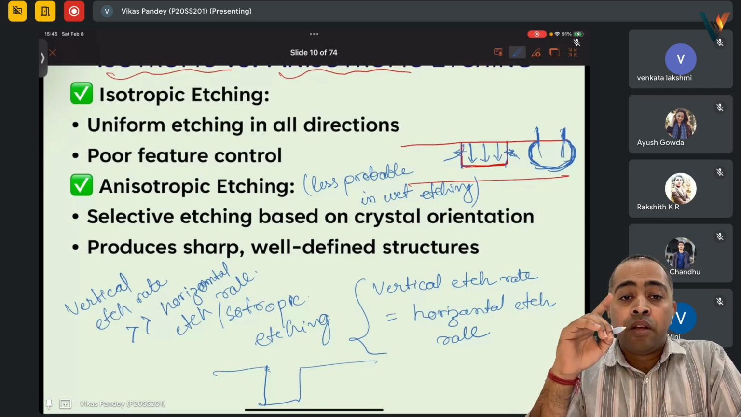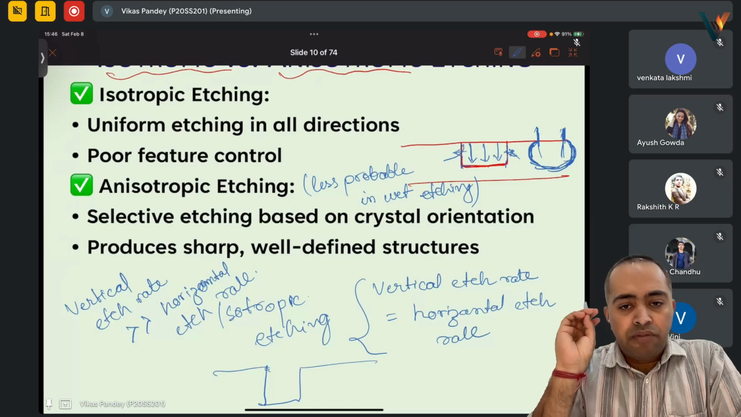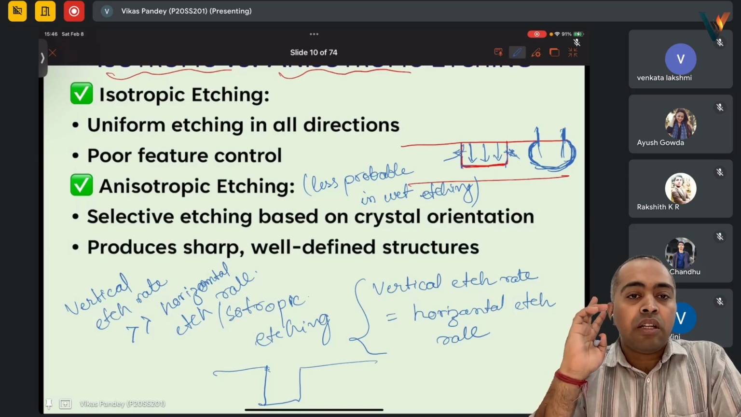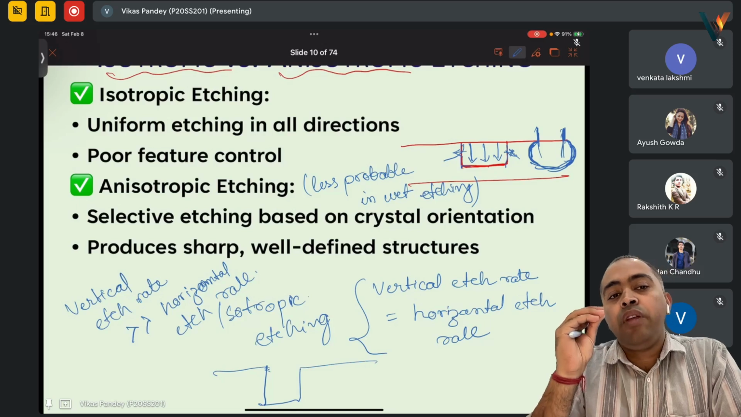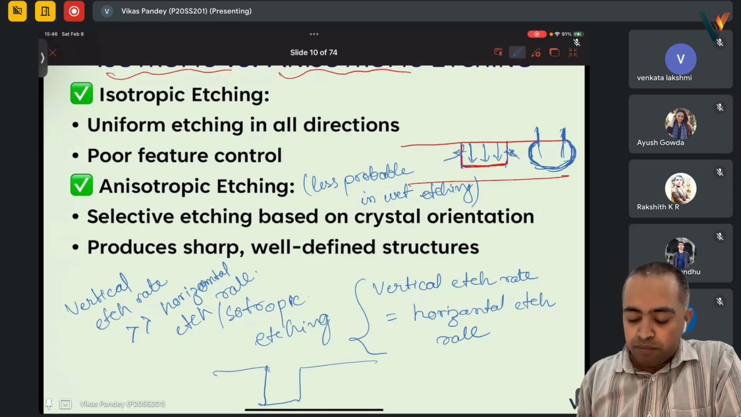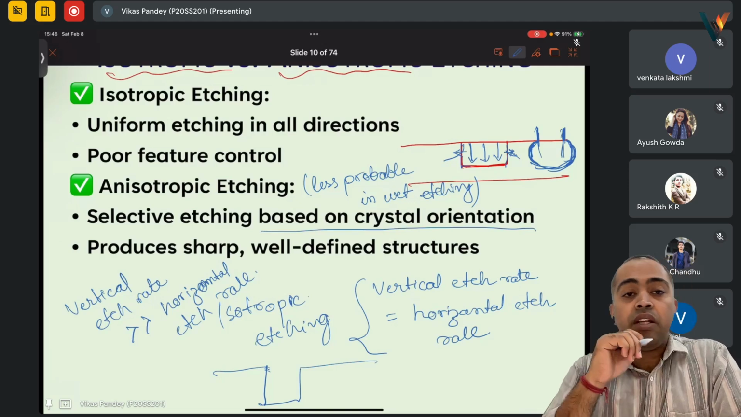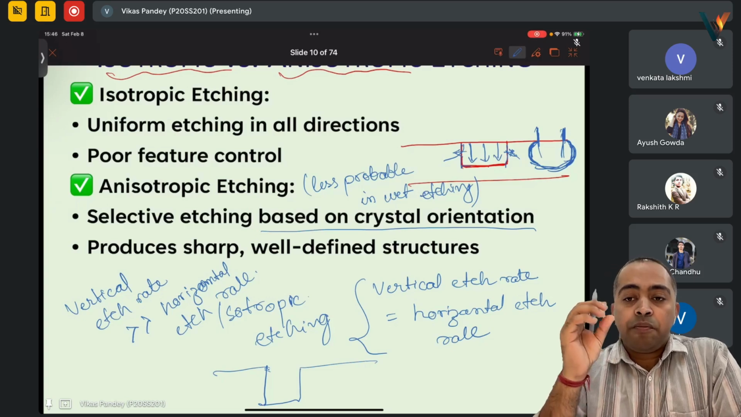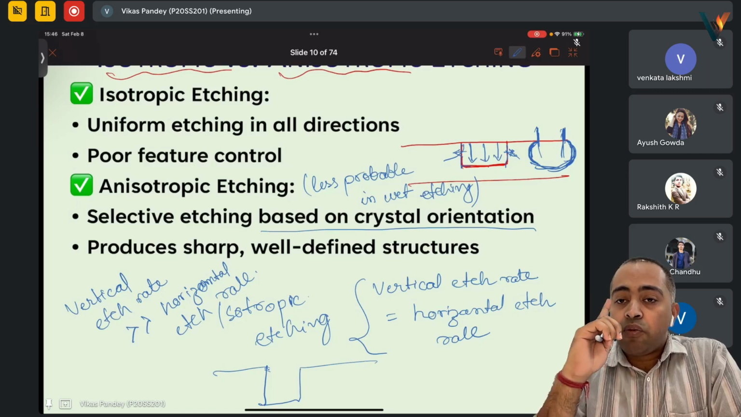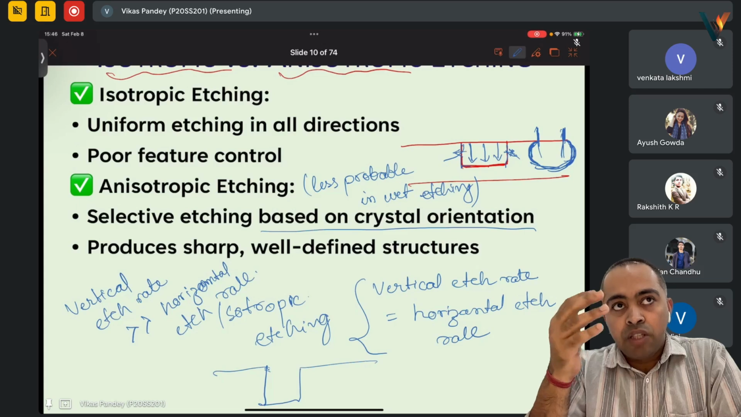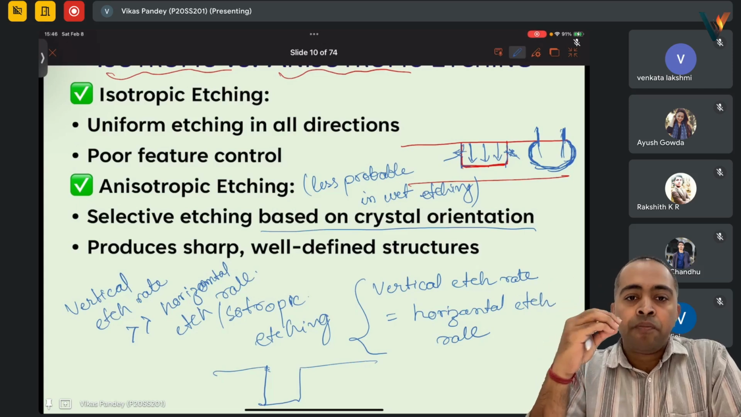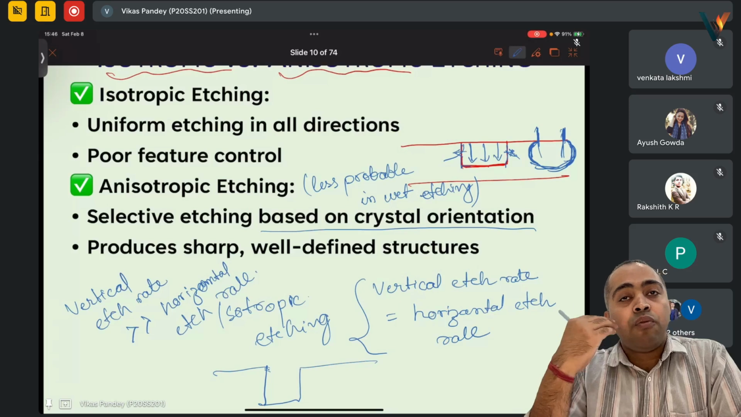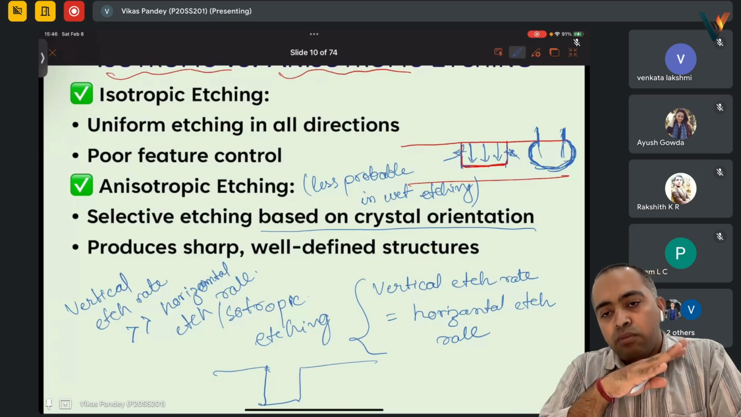It produces sharp, well-defined structures. But in wet etching also there are some ways we achieve anisotropy. One is based on crystal orientation, specifically when we are talking about KOH and TMAH. These chemicals affect one crystal plane, like the 100 plane, the most. Then the rate is slower for 110, and for the 111 plane it is almost negligible.